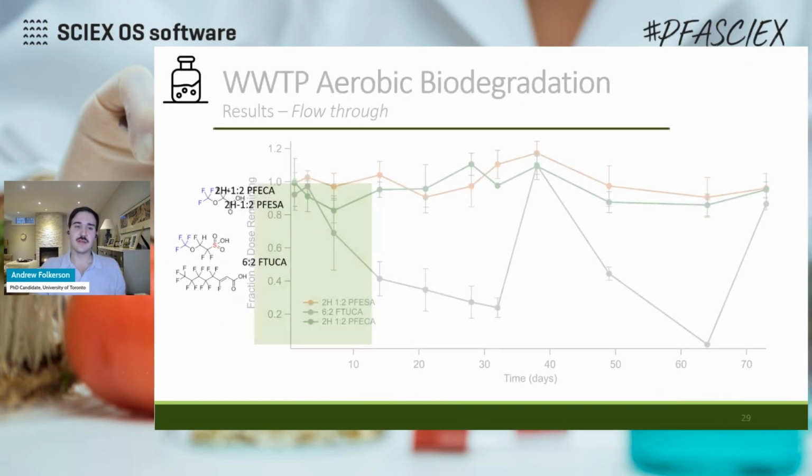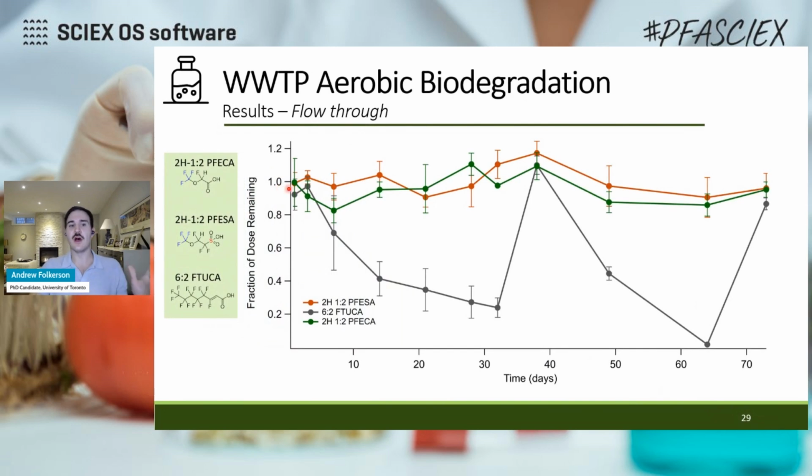But interestingly, we found no observable loss in these microcosm systems for these small acids. They cruised along. The gray is the positive control, that FTUCA, just showing us that the microbes are happy, they're doing their thing, they're able to transform fluorinated compounds.